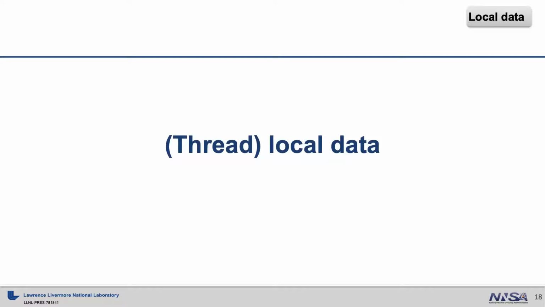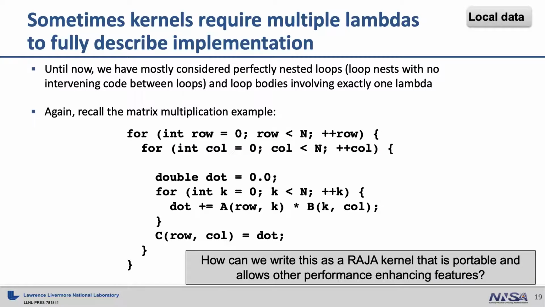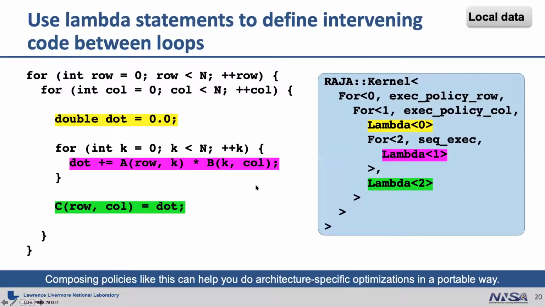Another important thing is thread local data. So far we've looked at these perfectly nested loops, but you can have kernels where there's some code that needs to execute in between one of the inner loops and the outer loops, like the matrix multiplication example we saw earlier. So how do we want to capture this with RAJA? You can create this complex kernel where you have multiple lambdas all getting executed. You have your policy, then a lambda, and then an inner for loop, another policy, and your final lambda. That's how we provide this control over the execution of this complex kernel without having to actually change the code inside of it.